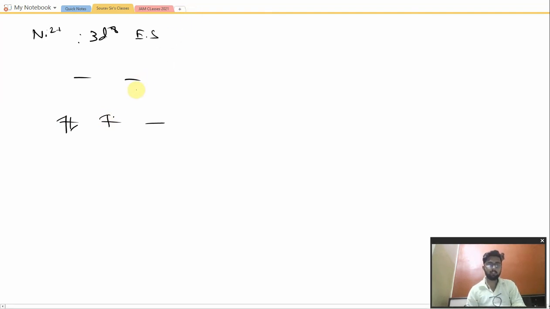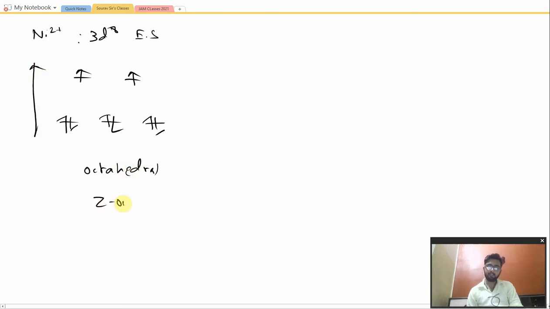This would be the initial octahedral species. An octahedral species would form this kind of energy profile diagram. But because of the Z out occurring, and why the Z out occurs we won't be discussing, that is a different topic and not the concern of our question, this kind of splitting takes place.